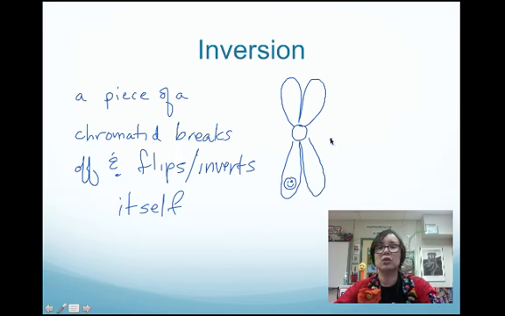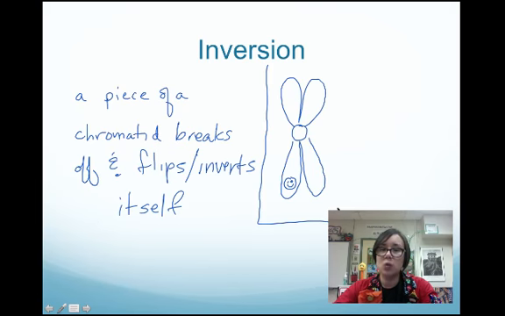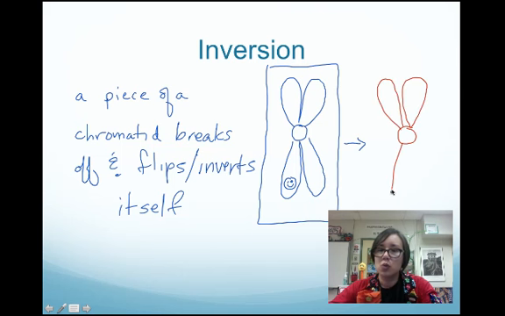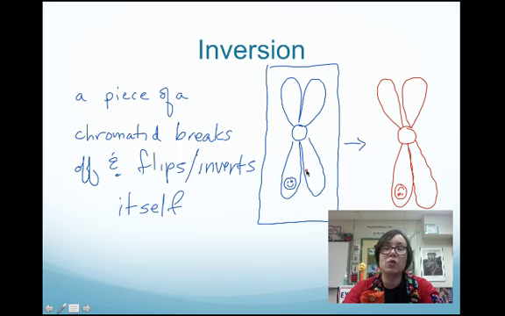Let me show you what that looks like. If this is the before, this is what we should see in a normal chromosome, here's what happens after the mutation. Instead of the chromosome looking exactly like the original picture, we're going to take a piece of our chromatid that broke off, so here it is, and the smiley face is now upside down. This piece broke off and flipped upside down. That's what a chromosomal mutation looks like if it's inversion.